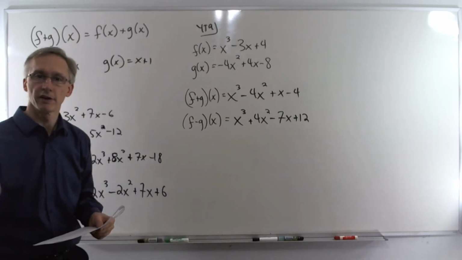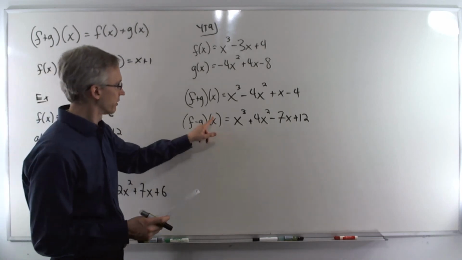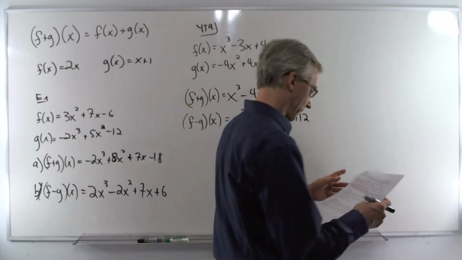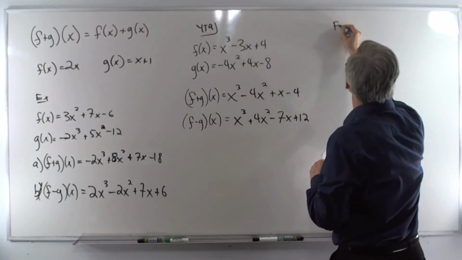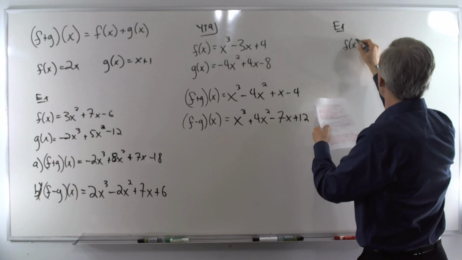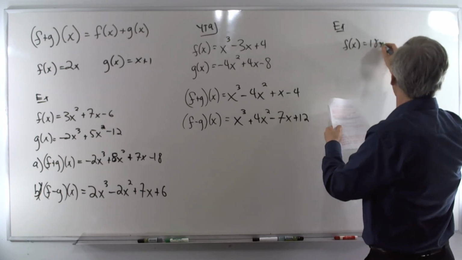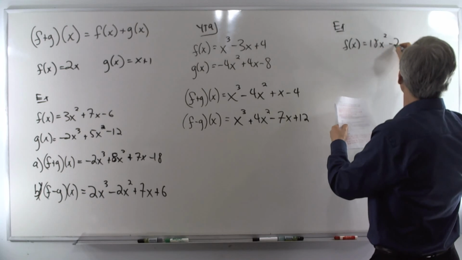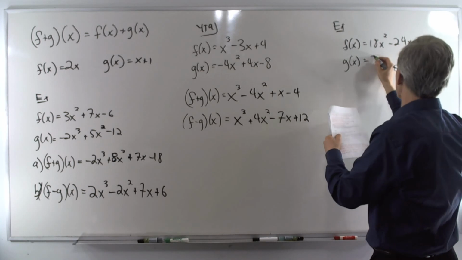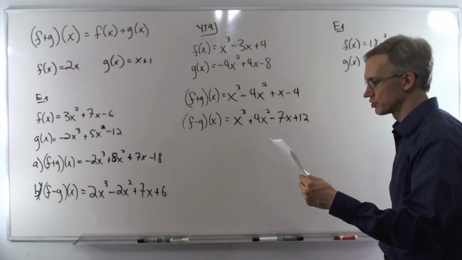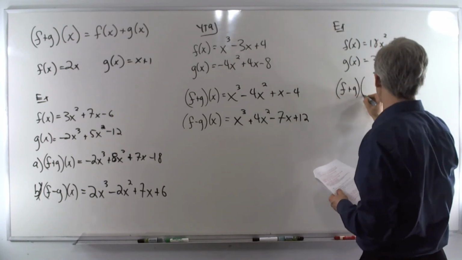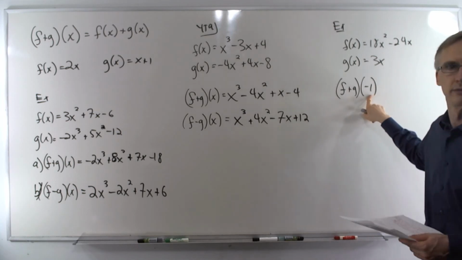Now, as we saw earlier, we can plug values into the function by plugging a value in for x and then plugging in for every x that we see in the equation. So that's what we're going to do next. So let's say we define f of x to be 18x squared minus 24x, and g of x is 3x. So we're going to find f plus g at negative 1. So the combined function f plus g evaluated at negative 1.